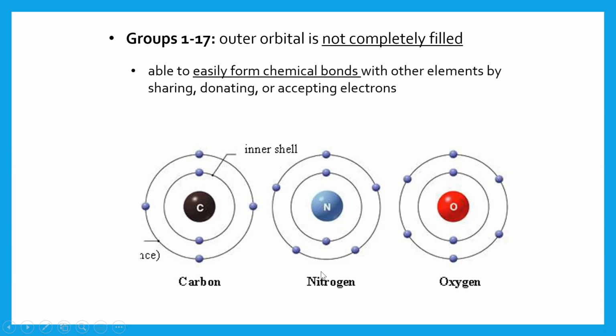Because they're not full, they are easily able to either share electrons, give or donate electrons, or accept, take electrons. And when they do that, they form chemical bonds. That is why these elements are reactive, because they can react and form bonds.